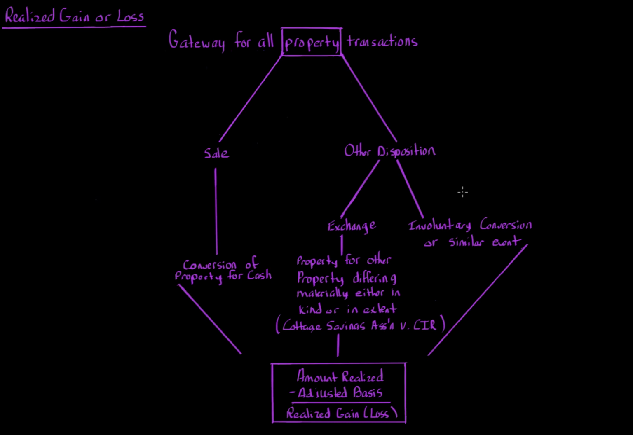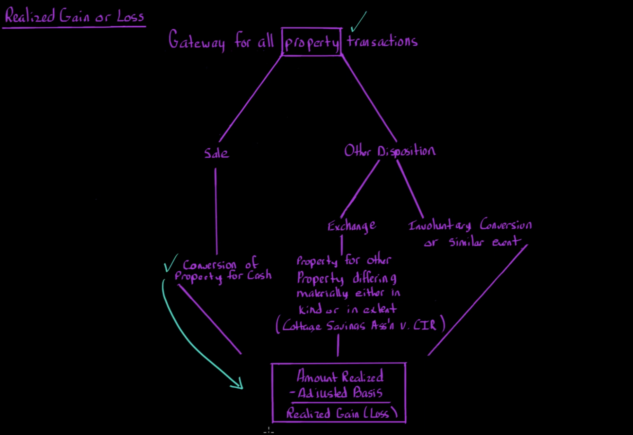When you have property, if you have a sale or other disposition, then we're going to have to calculate the realized gain or loss on that transaction. So let's first talk about what a sale is. These definitions are defined in the actual tax law. A sale is a conversion of property for cash or into cash. So if you have a conversion of property, which we just defined, and you convert it to cash, that is considered a sale. If the definition of sale is met, then we continue down to the calculation of realized gain or loss.